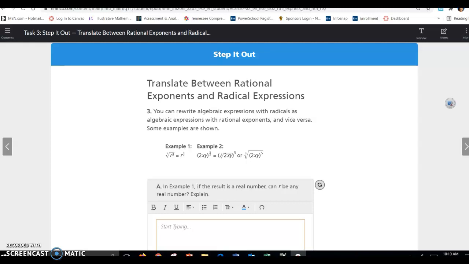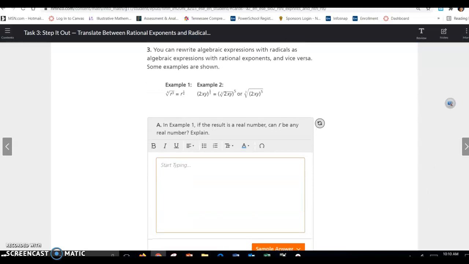Hey guys, this is lesson 6.1, task 3, and we're asked to translate between rational exponents and radical expressions. You can rewrite an algebraic expression with radicals as algebraic expressions with rational exponents and vice versa. Some examples are shown. All right, example 1, fourth root of r cubed equals r to the 3/4 power.